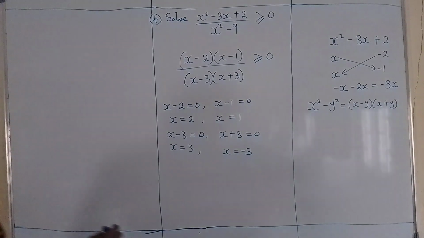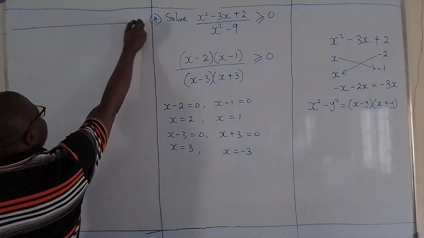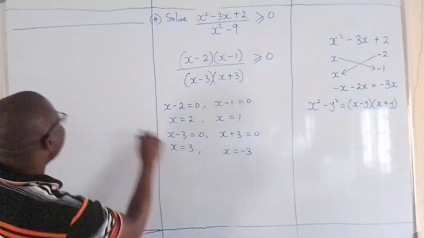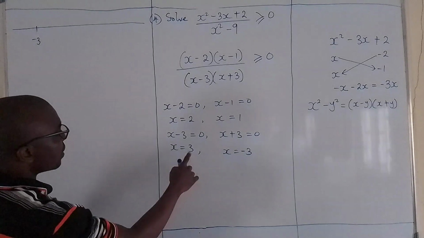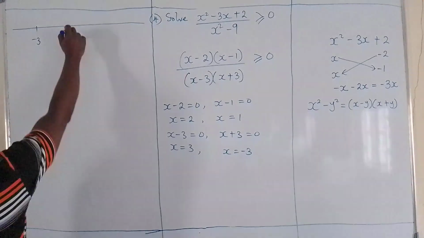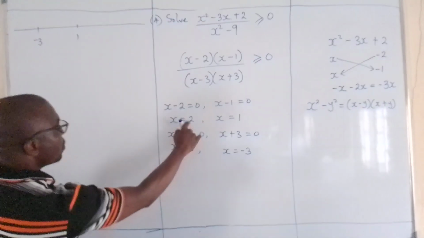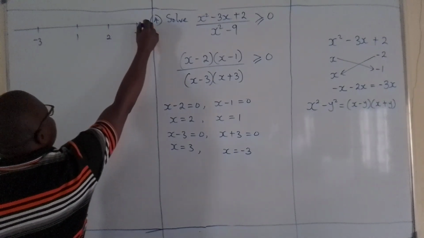So if we have a number line like this, we need a point minus 3. After minus 3, we need a point 1. Then we need a point 2. And we also need a point 3.